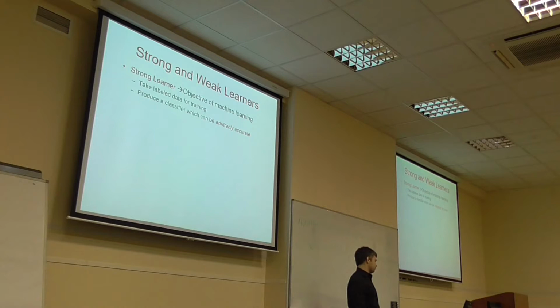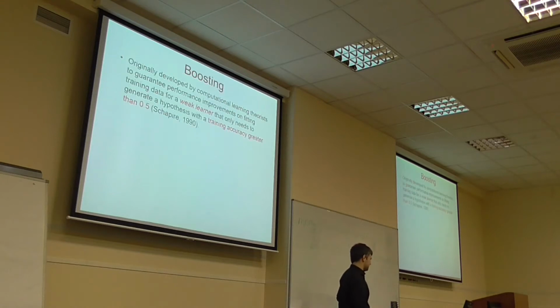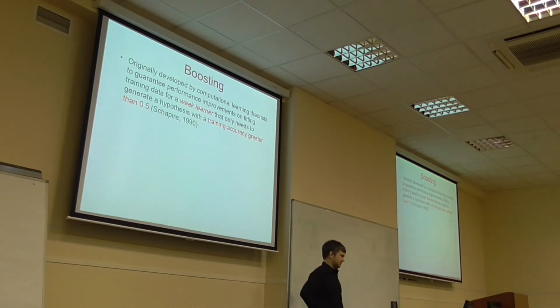A strong learner is basically our objective, right? We try to build a strong learner that can be arbitrarily accurate. A weak learner is something that we deal with, and it's a bit more accurate than random guessing, but it's already nice enough for us. So the idea of boosting is somewhat similar to bagging, but if in bagging we work at the sample level, in boosting we weigh the features and also the samples. In the original boosting, we actually weigh the samples as well.